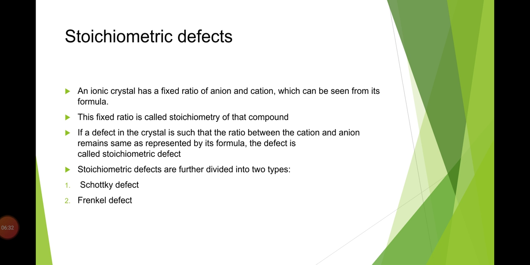Now, stoichiometric defects. An ionic crystal has a fixed ratio of anions and cations, which can be seen from its formula. This fixed ratio is called the stoichiometry of that compound. If a defect in the crystal is such that the ratio between the cations and anions remains the same as represented by its formula, the defect is called a stoichiometric defect.